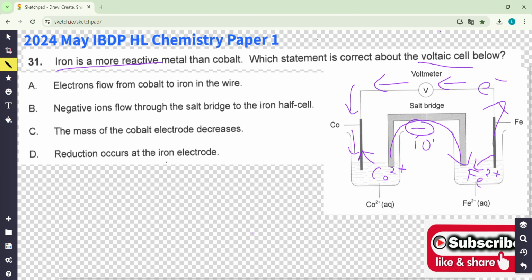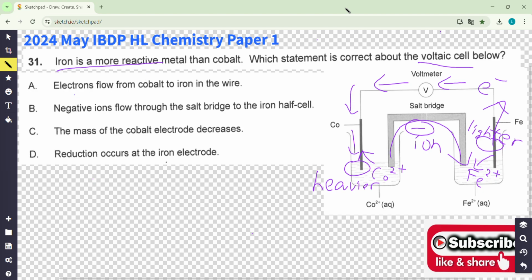Some ions flow freely from the aqueous solution, and so the cobalt will become heavier. More cobalt will be here, and the iron will become lighter. So you put all the things on the diagram first before you look at the question, lest you be distracted.